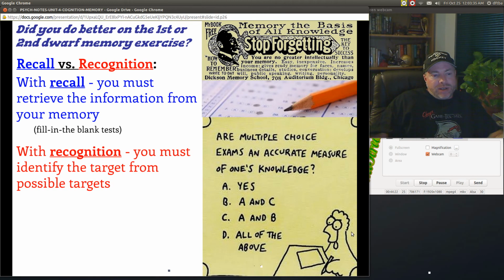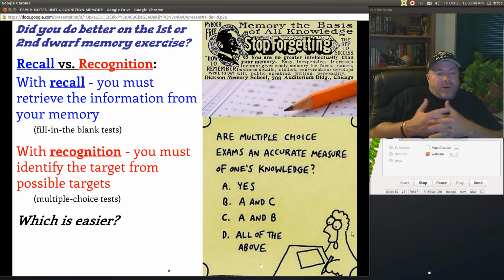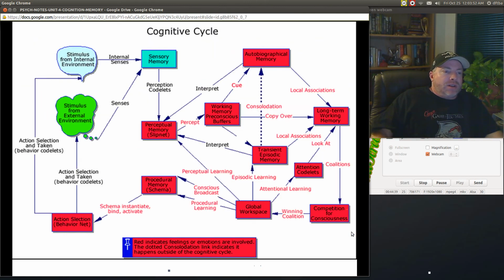With recognition, you're looking at and identifying the target from a possible number of choices, and it's there. You just have to find it. You have to recognize it. So that's your multiple choice test. So which are easier for you? I would think the vast majority of you would say recognition.